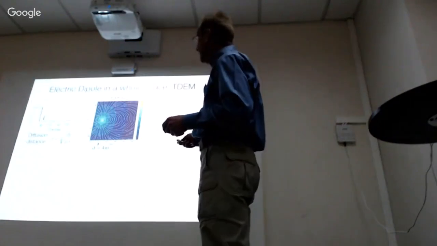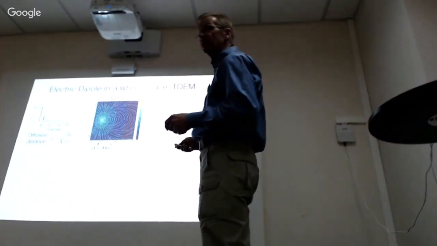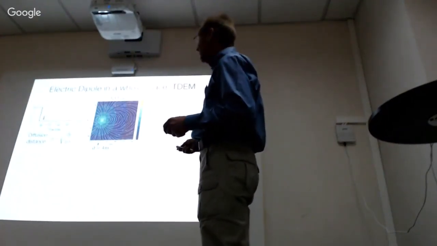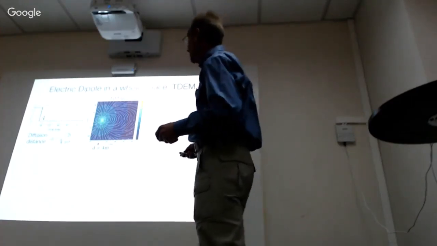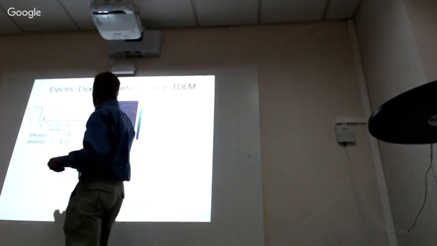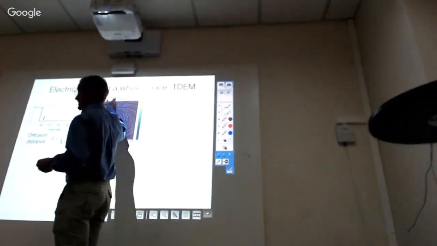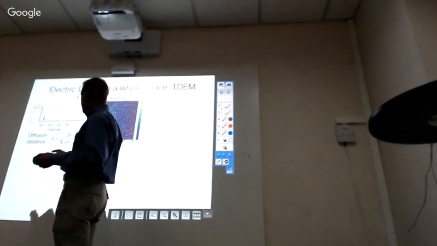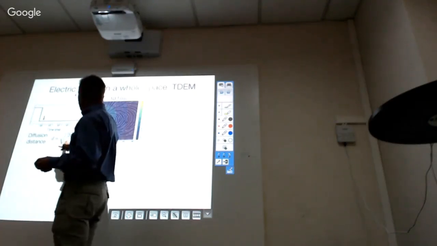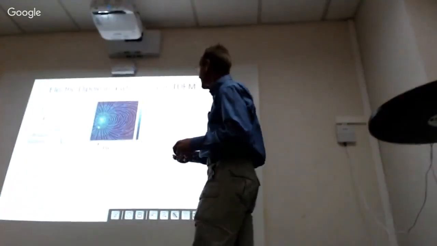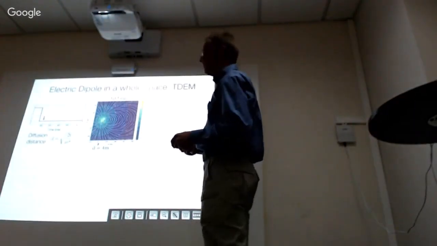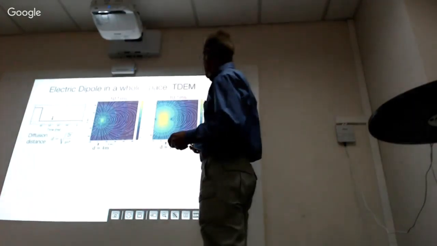So we've got a current, and then we're going to turn it off, and then we're going to measure at various times in the off-time. At early time, 10 to the minus 4 milliseconds, that's pretty early. The diffusion distance given by this is about 4 meters depth in here. So what we're looking at here are the current densities.